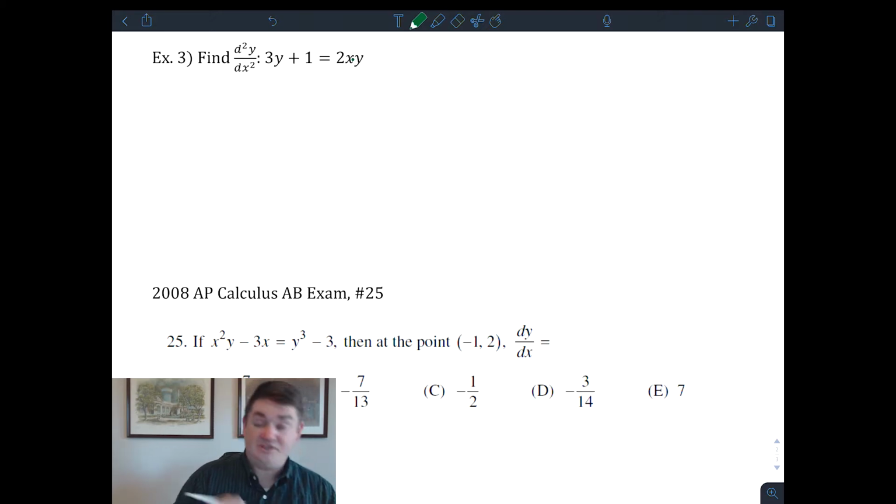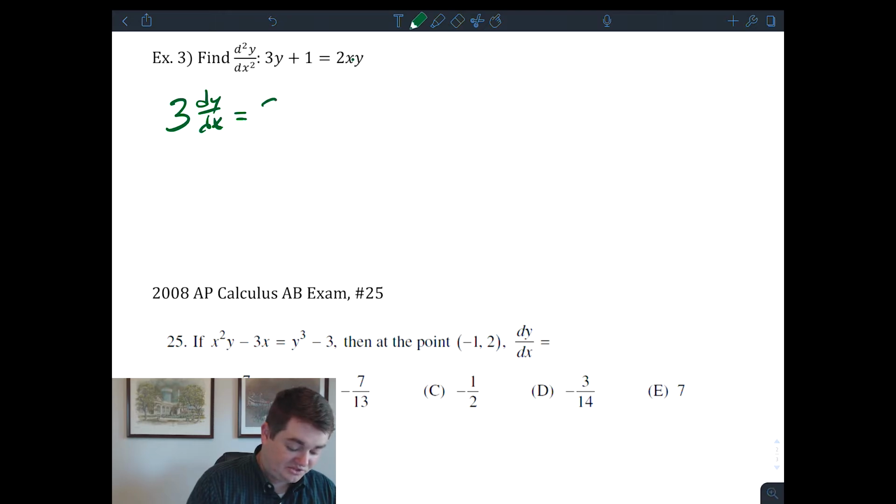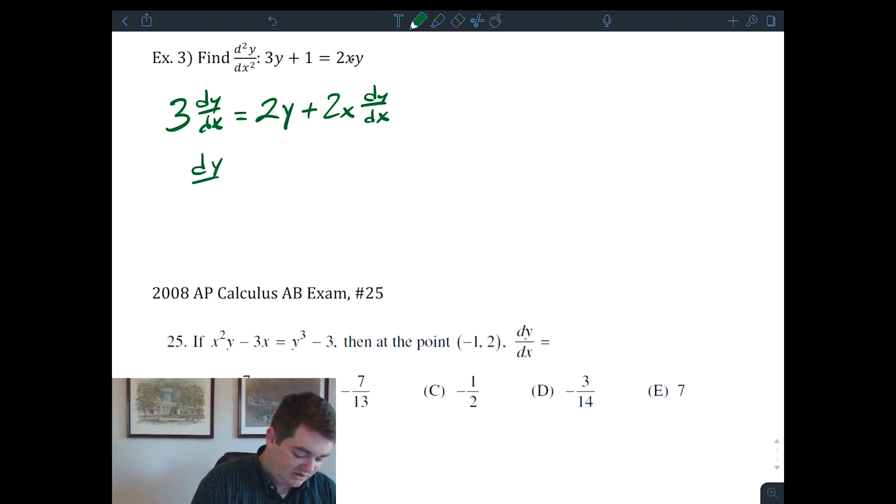Okay, so let's find the first derivative. The derivative of 3y is 3 dy/dx plus 0 equals the derivative of 2x times y. So that's going to be, using the product rule, 2y plus 2x dy/dx. Getting dy/dx by itself gives me dy/dx equals 2y divided by 3 minus 2x.